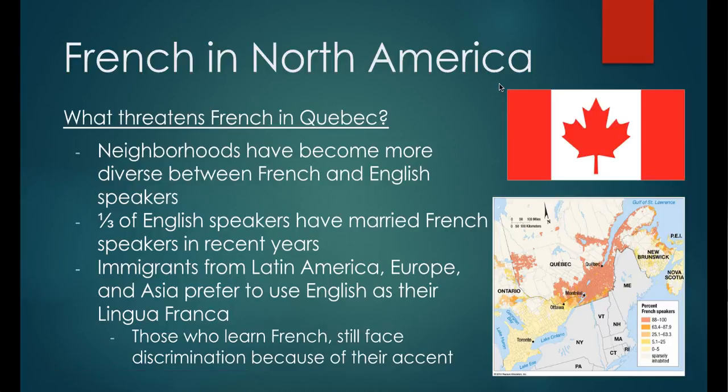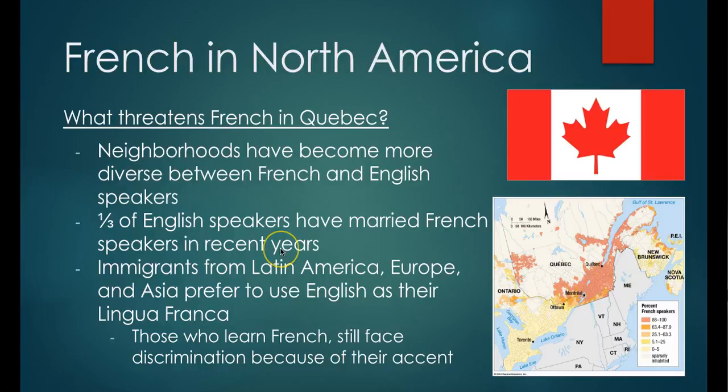A lot of neighborhoods have become more diverse because of migration and people moving into the area, and they want to use English because English is going to be more beneficial to them throughout the world. It's a more universalizing language. French, on the other hand, they feel they're only going to use in this area, so if they move here for an opportunity, they don't feel they need to learn French. Also, a third of all English speakers have married French speakers in recent years, so now you have that blending. What language are we going to speak? What language are we not going to speak?